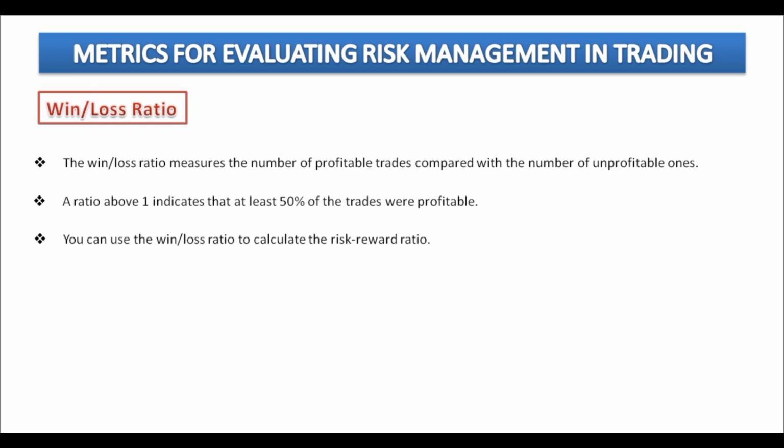What do we mean by this? If you divide 6 by 4, you should know that you're going to have more than 1. So what do I mean? Out of 10 trades, you won 6 and you lost 4. So 6 divided by 4 is over 1 point something. In this case, it means that any ratio that's above 1 indicates that at least 50% of the trades were profitable. So you can use the win to loss ratio to calculate the risk reward ratio.